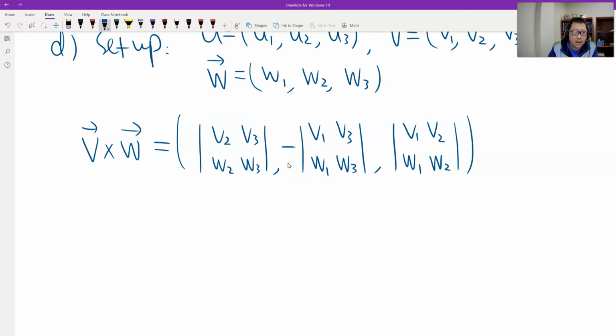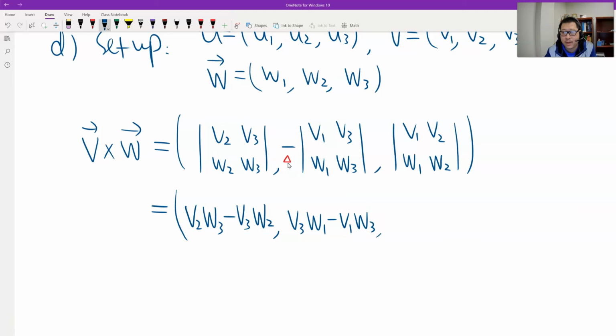W2. Okay, so almost. Let me get it by the definition, which is V2, W3 minus V3, W2. And here is negative. Don't miss the negative. Therefore, it should be V3, W1, right? So V3, W1 minus V1, W3. The last is V1, W2 minus V2, W1.